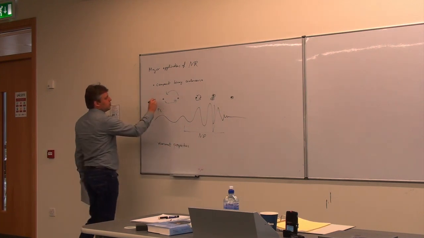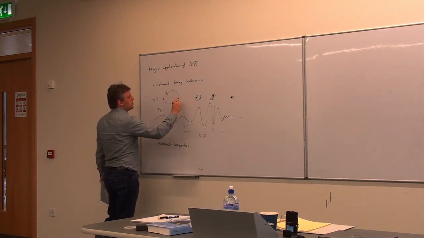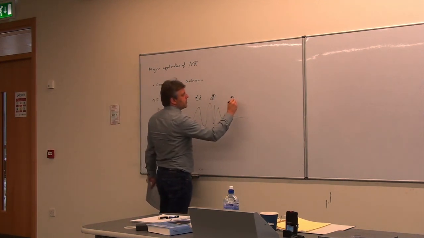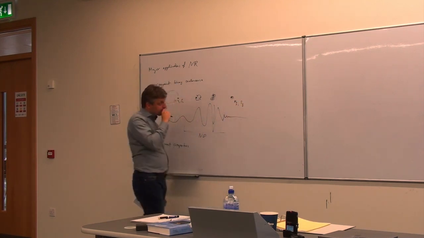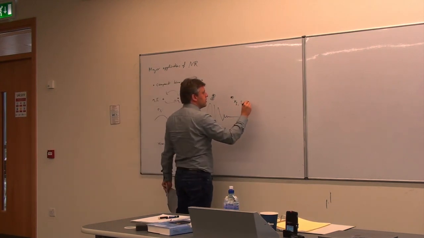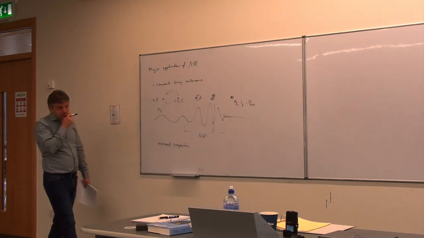So we start out with some black hole of mass 1 and spin 1, and some black hole of mass 2 and spin 2. And this turns into a black hole of some final mass, some final spin, and also some final velocity that goes under the name of kick velocity.